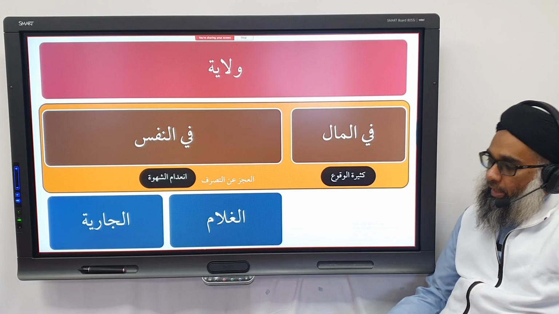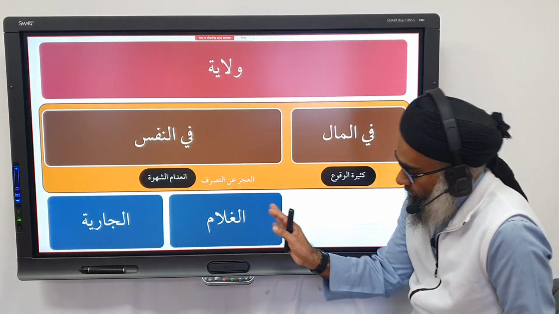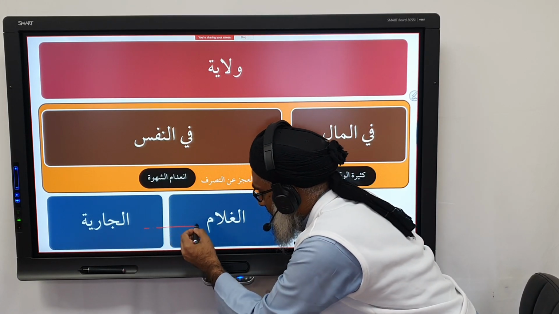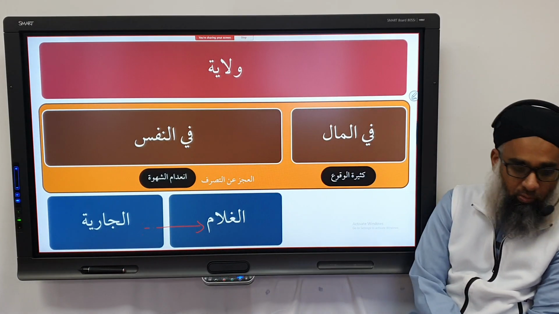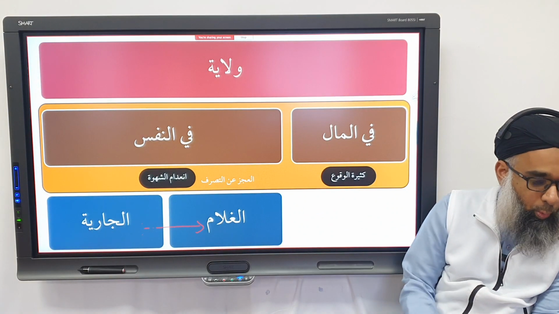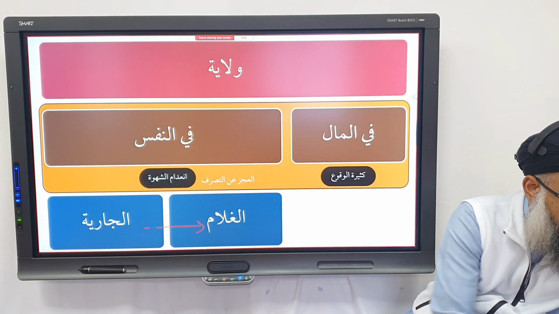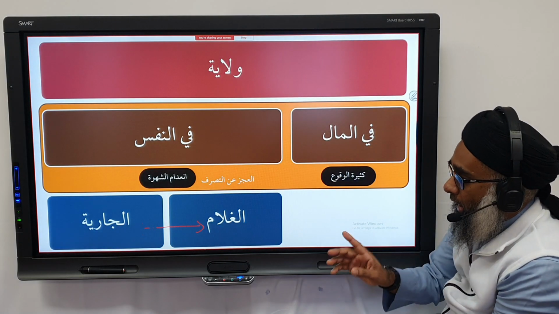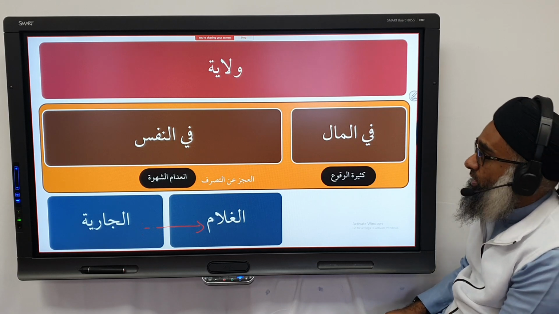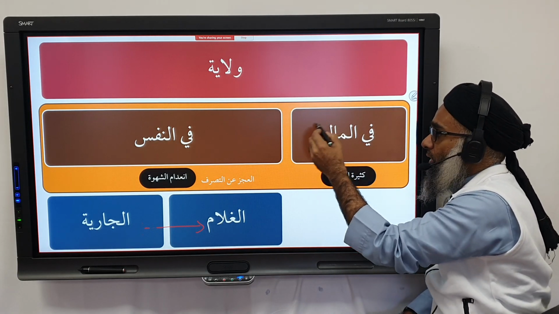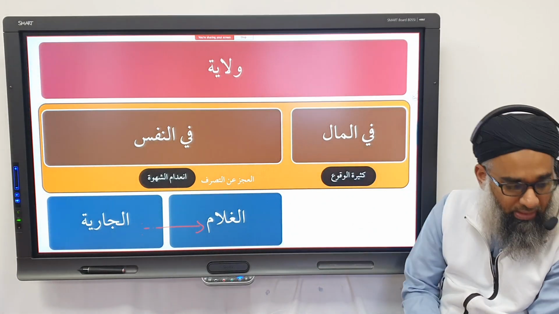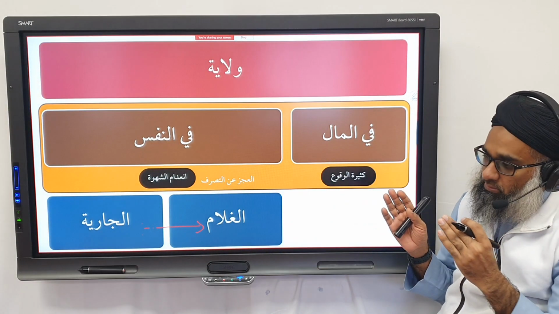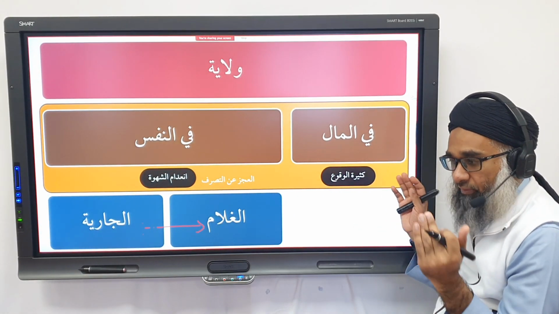However, if we go back, so basically in here, these are from the same note, the ghulam and the jariya. Because they're from the same note, any farq in here will not be significant, will not cause the qiyas to become batil. Is that clear? However, if it's from the same jins, we have wilaya, but it's not from the same note. We have wilaya fil mal and wilaya fil nafs. Both of these are from the same jins. They're both separate notes themselves.